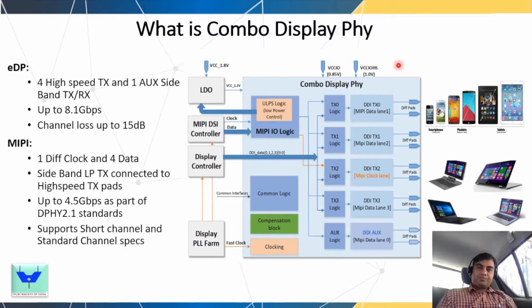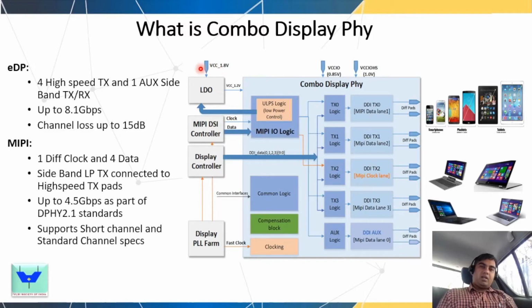We went over eDP for now, but now moving on to MIPI. We have the same transmitters reconfigured when it's the MIPI protocol. We configure TX0 as lane 1 of MIPI, then lane 2, then the middle one, because it's clock forwarded, so we want to keep the clock at the center. So TX2 will be configured as the clock lane, and then TX3 and AUX can be configured as lane 3 and lane 0. This way we can configure the same transmitter into different functionalities, which can be softly programmed.